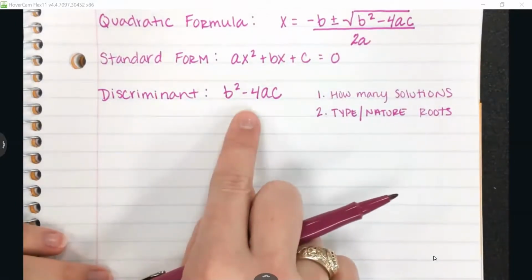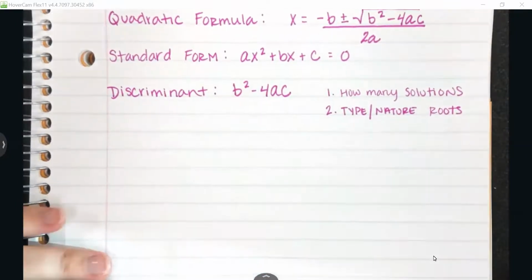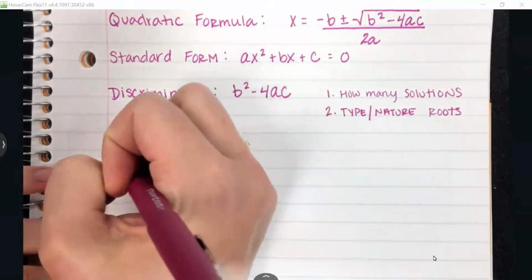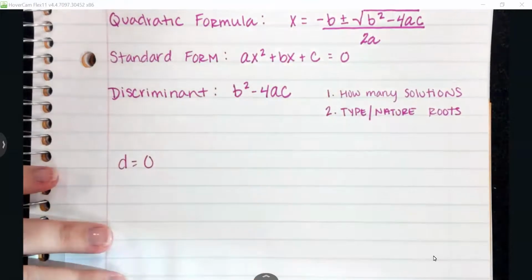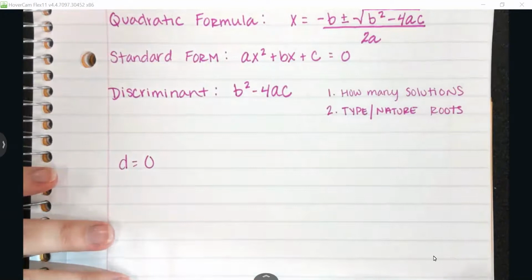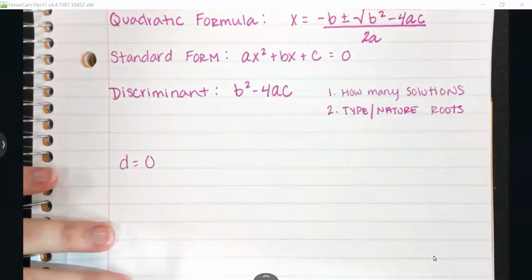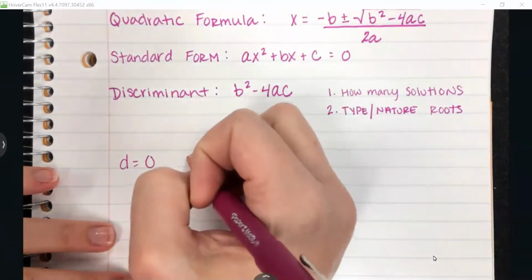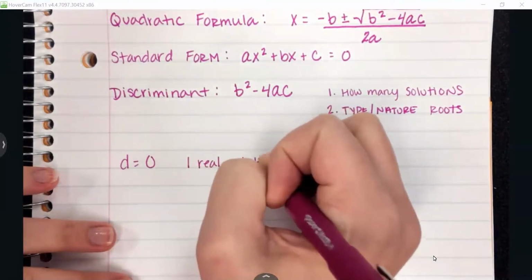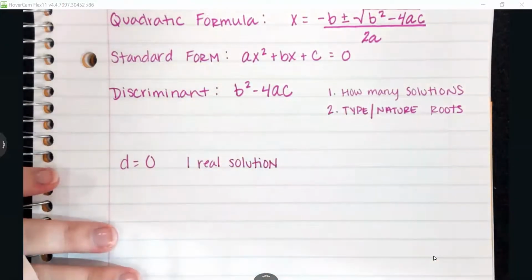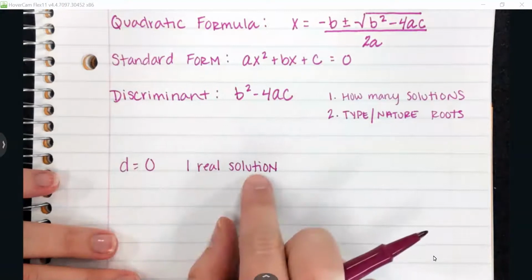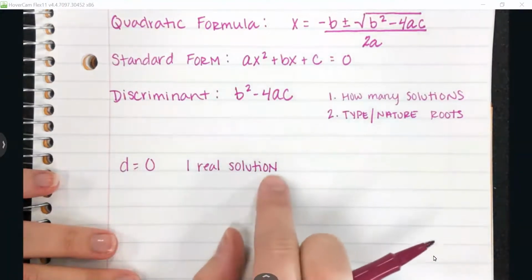So for my discriminant, I have 3 options. Option number 1, when I do my discriminant it can equal 0. If my discriminant equals 0, I will have 1 real solution. What was another word for solution? That's going to help with my next question.